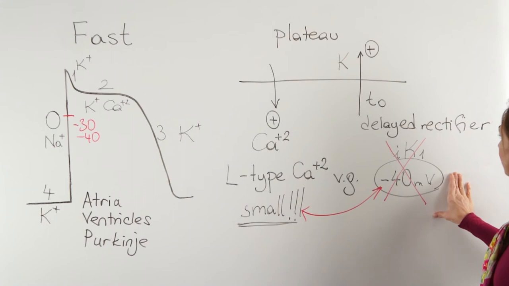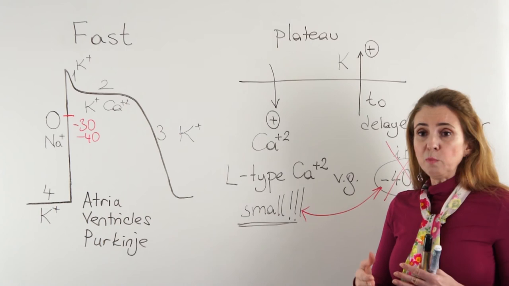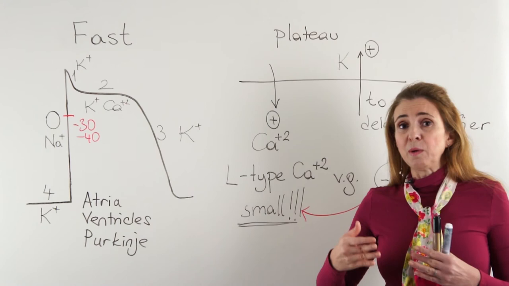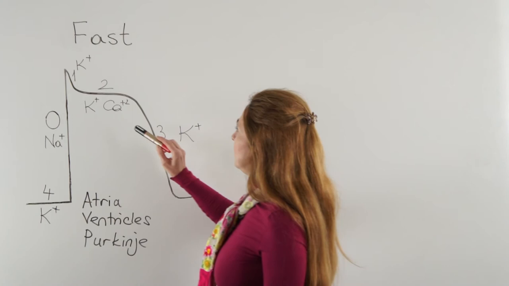This is also helpful because if the number of ions changing place during the action potential is smaller, then when the cell goes to the resting membrane potential, it will have to spend less energy to put these ions back to their normal levels. So we have mentioned that the basic ions responsible for the plateau are calcium and potassium.